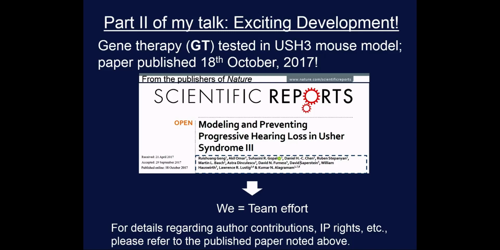I'm going to shift gears to the second part of my talk. This is a more exciting and more recent development: gene therapy tested in the Usher3 mouse model. This paper was published 18th October 2017 in the journal Scientific Reports, from the publishers of Nature. The title of the paper is Modeling and Preventing Progressive Hearing Loss in Usher syndrome type 3. Again, I put a box around the authors to indicate that contributions are many, and this is a team effort.